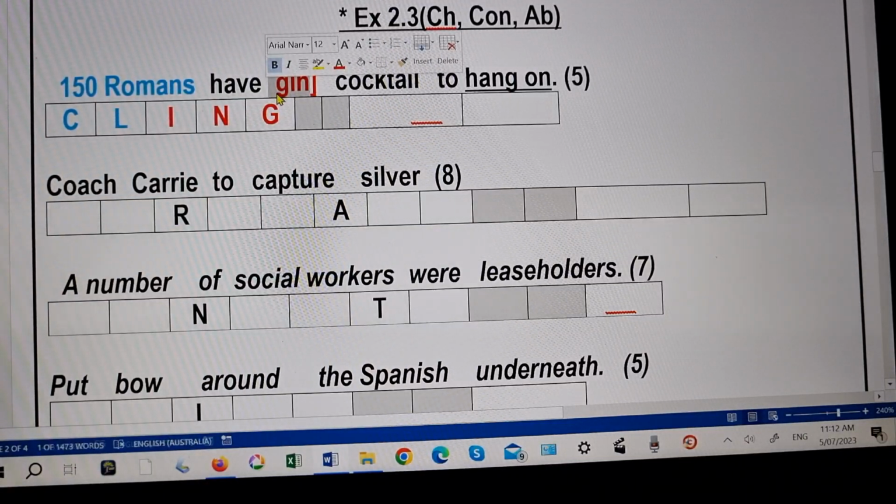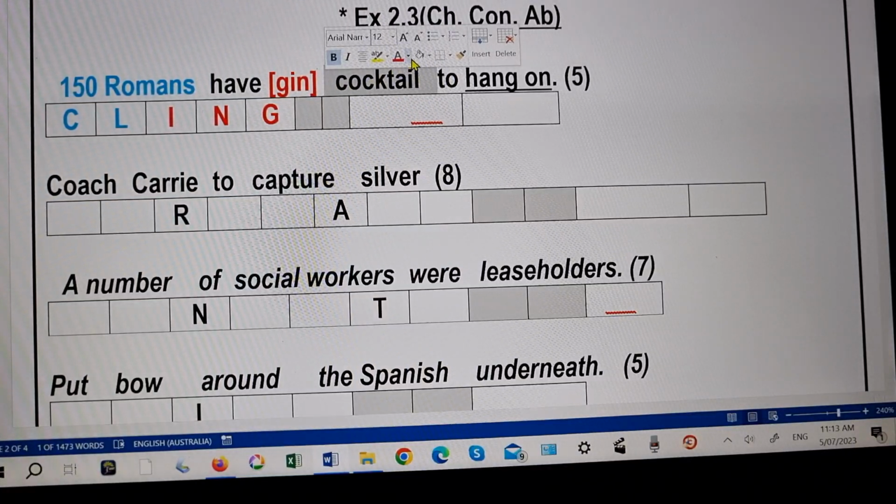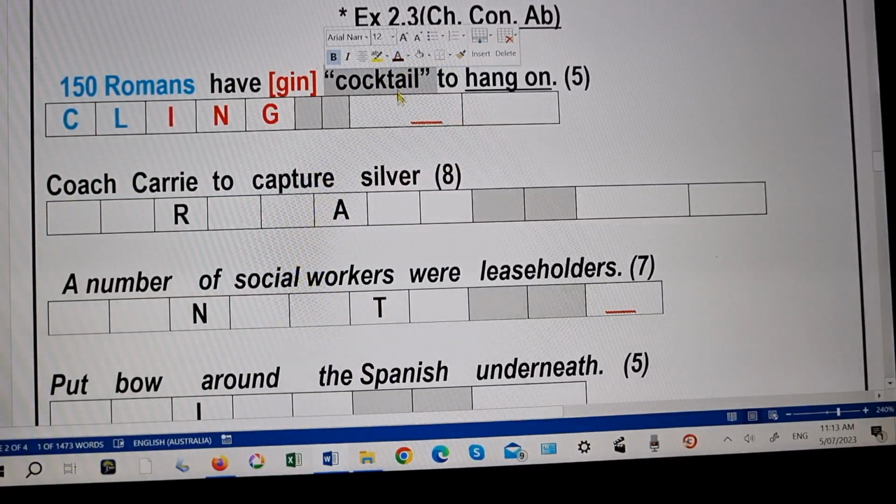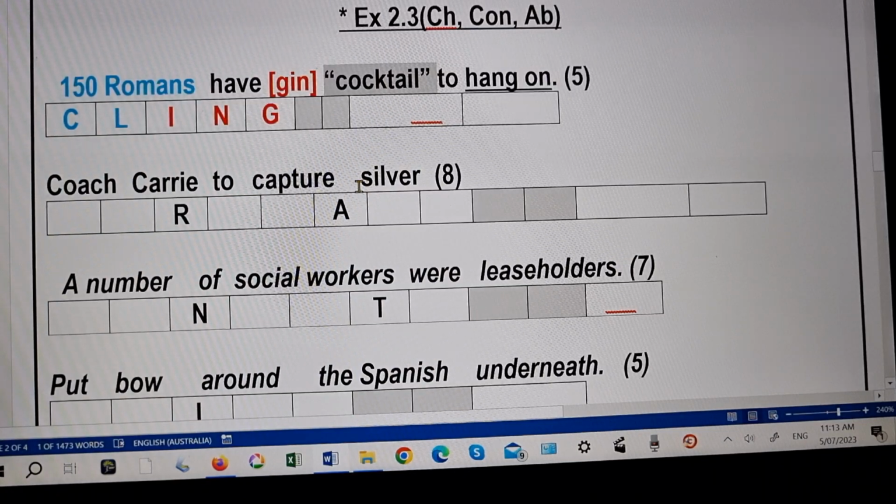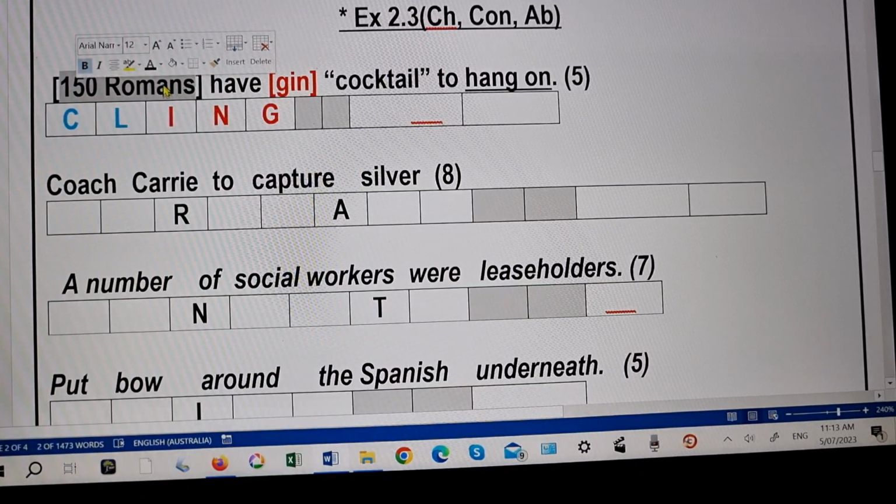Let's get that other. Yeah, at least we got that one marked. So there's the gin, and the flag is cocktail. That's your anagram flag. Let's see if it's marked. I wonder if it is. Yeah, it is. Wacko. Right. So 150 Romans should have been marked too. I just didn't think it would be. There it is. It's all marked. I'll put that back in blue.